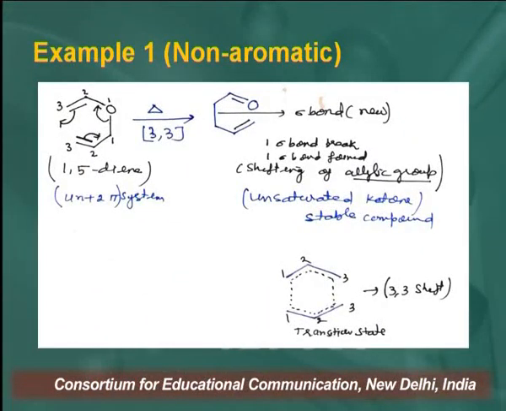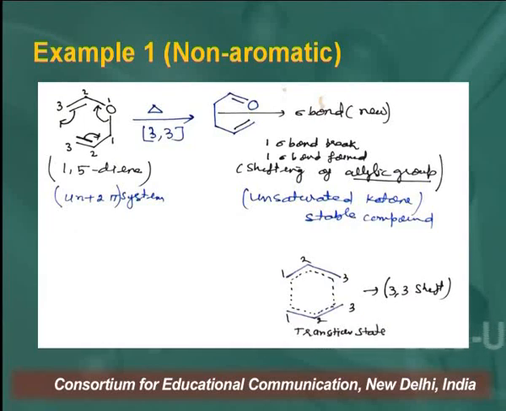So this is example number 1. I will explain this Claisen rearrangement reaction with the help of examples. You will see here, this is allyl vinyl ether, right? You are looking at the bond between carbon and oxygen. At the other end of the system, a sigma bond is formed. So in this reaction, one sigma bond breaks and one sigma bond is formed, or we can say shifting of the allylic group takes place.